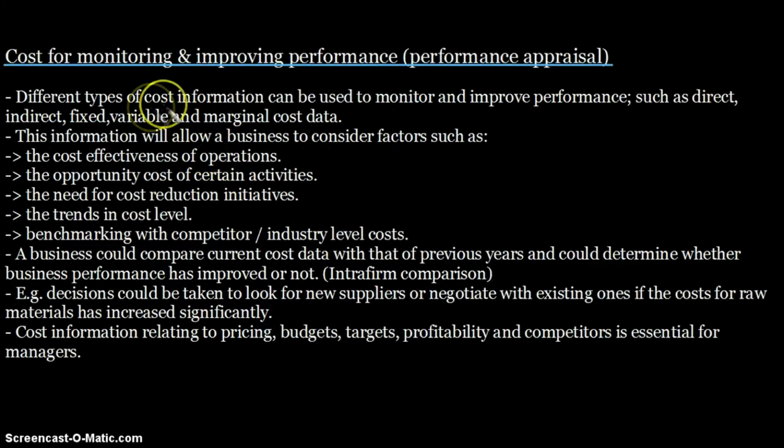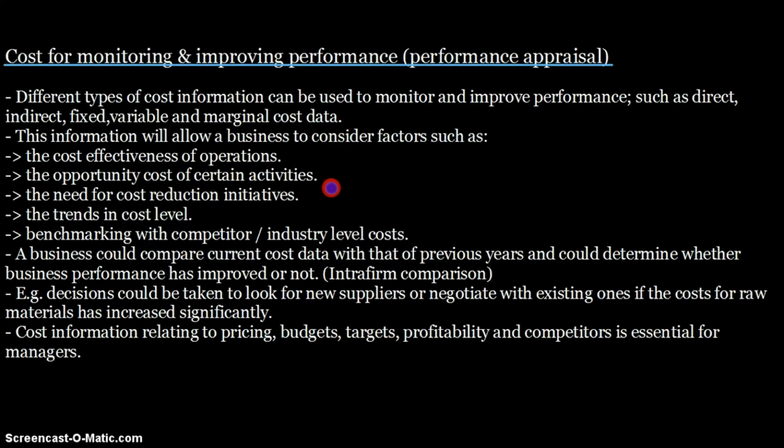Now, cost for monitoring and improving performance, that's just related to the previous point, but more in detail. The previous point was more about generally that it is used to set up the target, and now it's more about how you measure the target. So different types of cost information can be used to monitor and improve performance, such as direct, indirect, fixed, variable, and marginal cost data, all of which we have discussed previously.